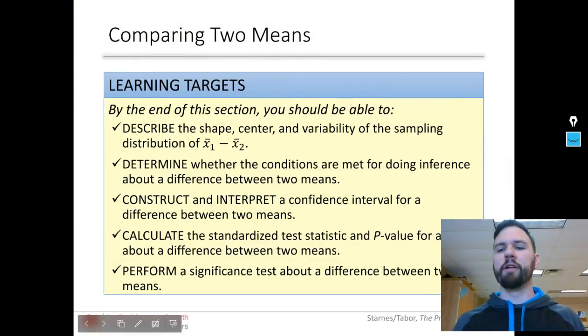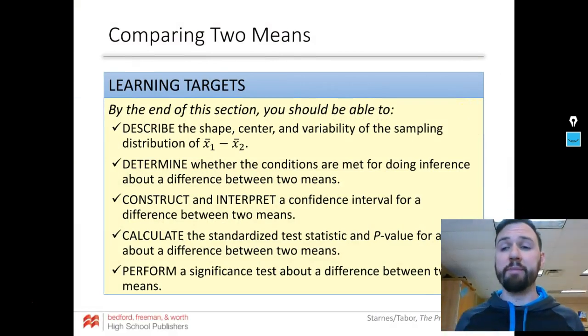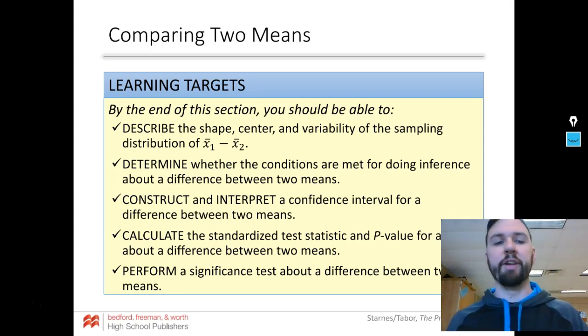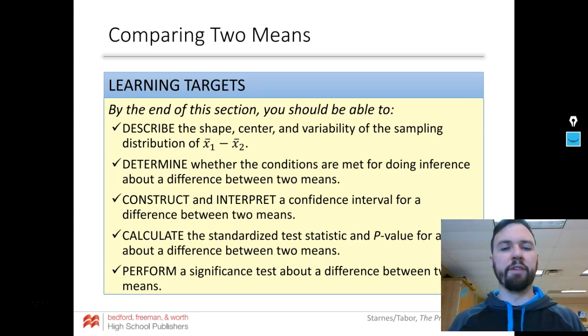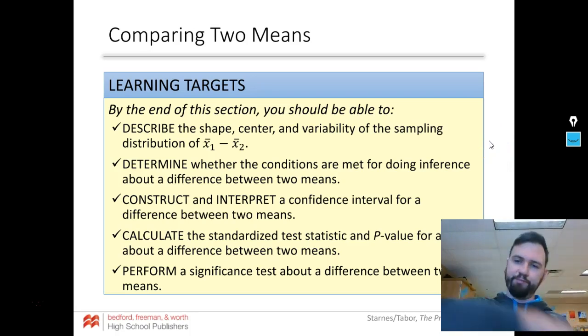Here's what we're going to look at. We're going to look at describing the shape of it. Shape, SOCA, right? Shape, outliers, center, variability. We're going to determine if the conditions are met to make an inference. We're going to construct and interpret a confidence interval for a difference between two means, calculate p-values, and perform significance tests. This might be a long one, guys. Buckle in.